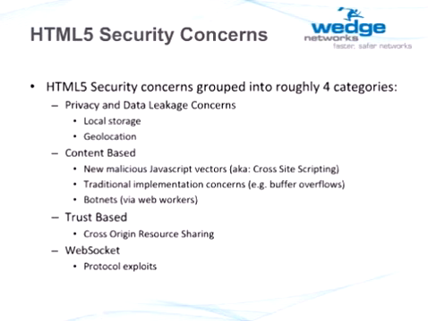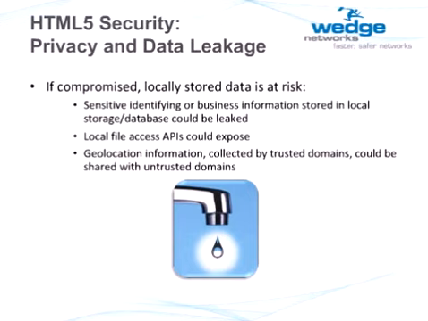So first, we'll talk about privacy and data leakage. Now, of course, we know that if a browser is compromised, it puts data at risk. Now, with HTML5 comes much more data than we're used to seeing in the browser traditionally. So we could have sensitive identifying business information stored in the local databases, which could be leaked. We have local file access APIs, which could expose files locally on that machine. Geolocation information, of course, which may be allowed to be collected by trusted domains, might be made available to untrusted domains, for example.